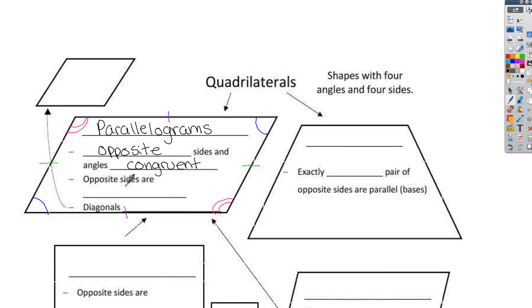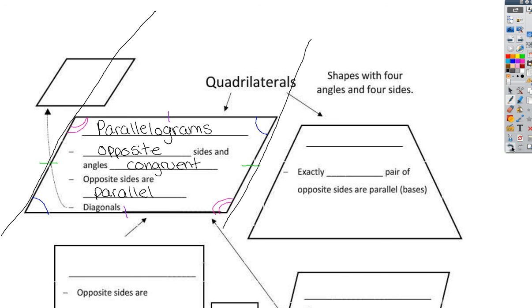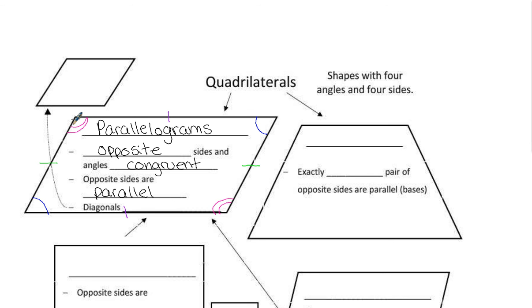So then we have opposite sides are parallel. That's why it's called a parallelogram. So that means that this side over here and this side over here will never touch. They're going to go on and on and on forever, and they'll never ever touch. You don't have to draw those. Or these sides, both sets of sides are parallel. They'll both go on and on forever and never touch.